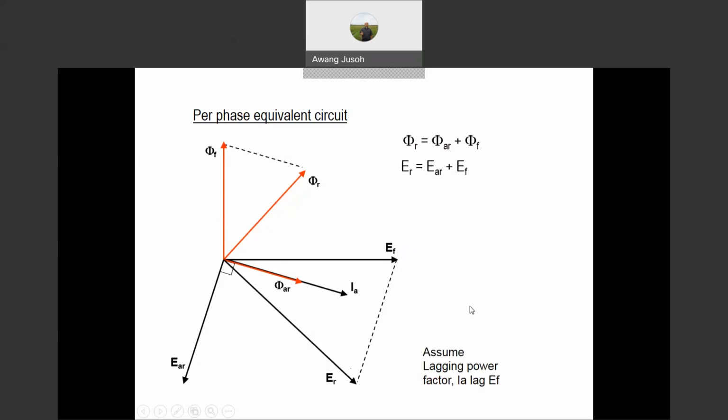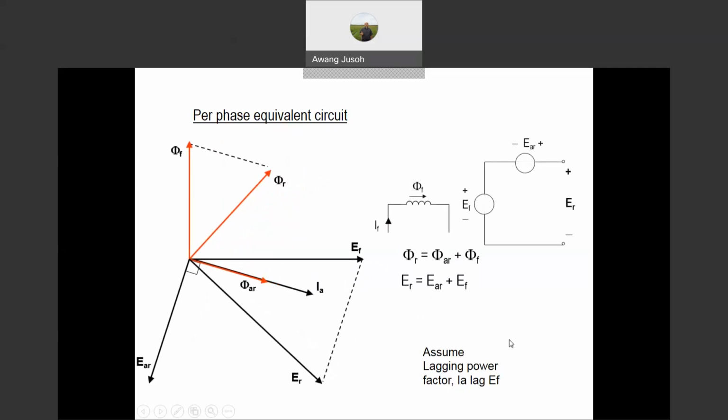Alright. Why do we draw IA like that? Because we assume IA is lagging EF. In this analysis, we assume that IA is a lagging power factor. That's why IA lags EF. If it were a leading power factor, it would be on the top here. But in this analysis, we just say that our load is inductive. That's why current IA is lagging EF by this angle. Alright, now this is the phasor diagram.